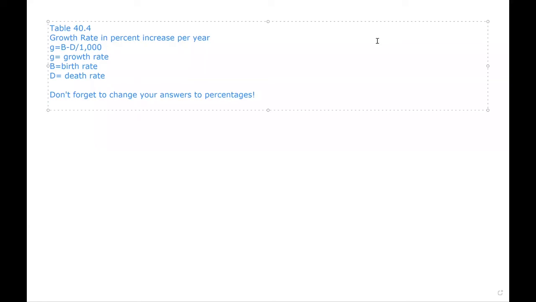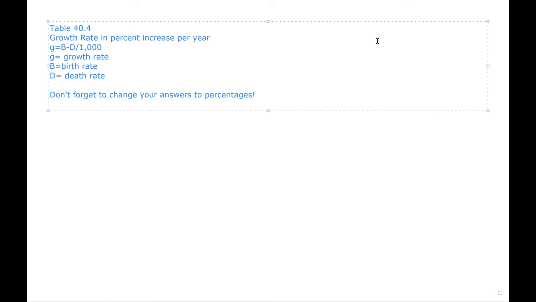The next thing we have to fill out is table 40.4. There are two columns. The first of which we need to complete is the growth rate given in percent increase per year. That's what that percent INC period / YR unit means.